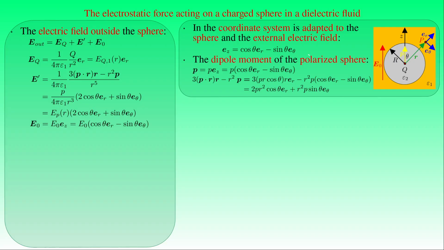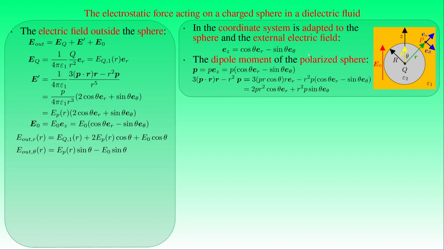Now we can write the radial and polar components of the electric field outside the charged and polarized dielectric sphere as follows. Its component in the radial direction is equal to E_q1 plus 2 times EP times cosine theta plus E0 cosine theta, whereas its polar component is given by EP times sine theta minus E0 times sine theta.